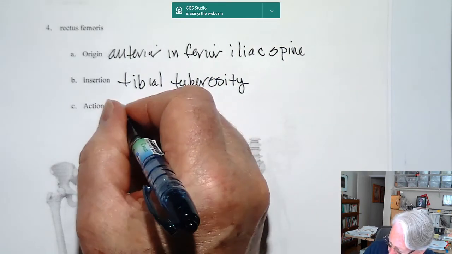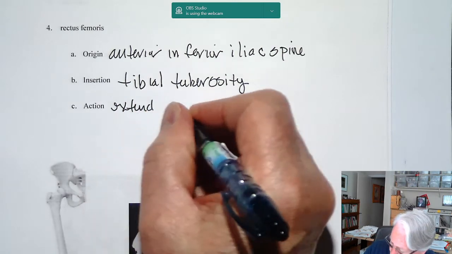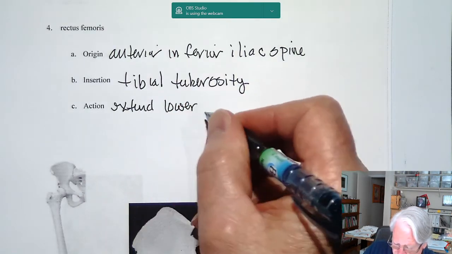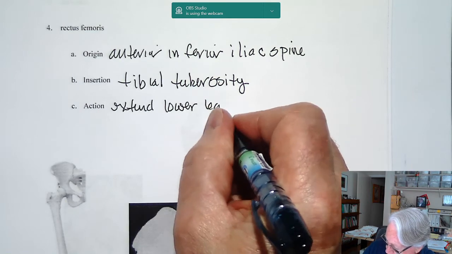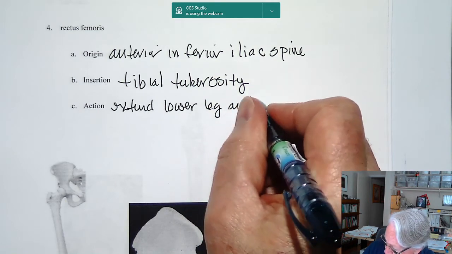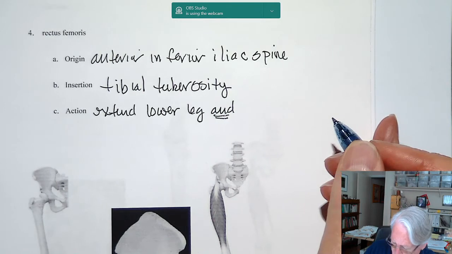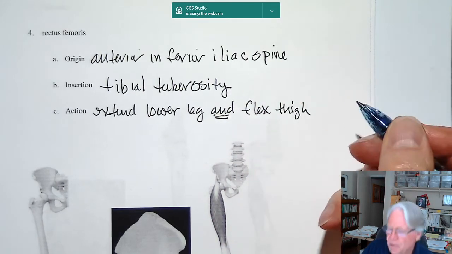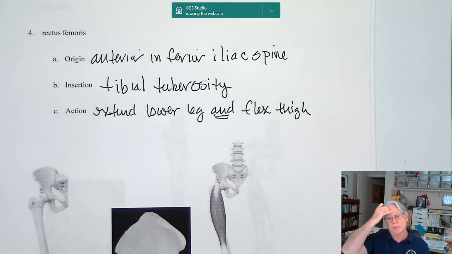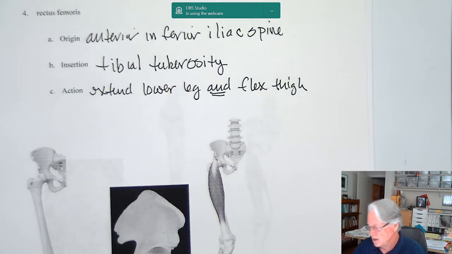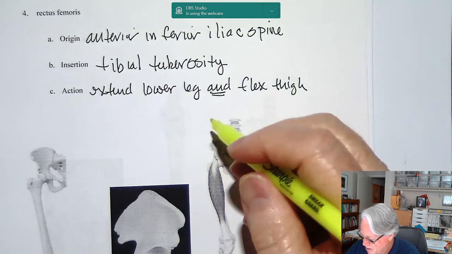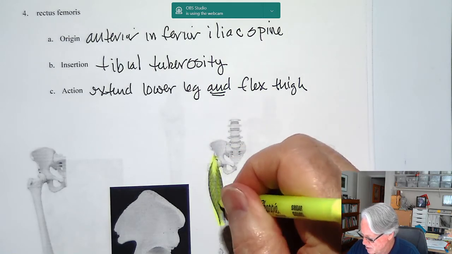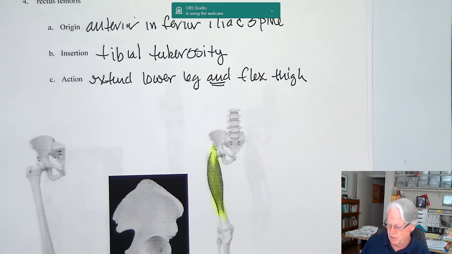And here is extend lower leg, so no big deal there, right? We know about that. Now, and flex the thigh. That means bringing the thigh up towards your chin. So bringing the femur up towards your chin, because we're crossing the two joints, as you can see here in the picture. So I get two different actions because the origin is different.